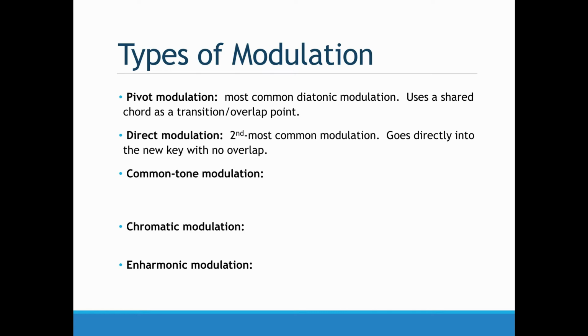We'll also talk about direct modulation this year, which is the second most common modulation that we see in this repertoire. In direct modulation, your piece goes directly into the new key with no overlap or moment of transition. The other three kinds of modulation I'll talk through now, but just so you know, we're going to focus on these more specifically in Music 293.